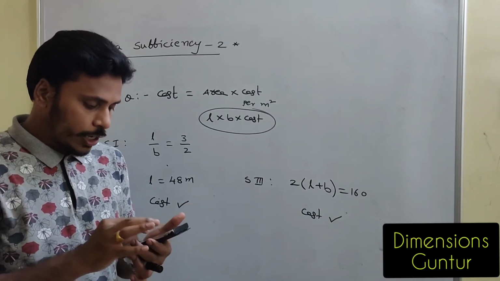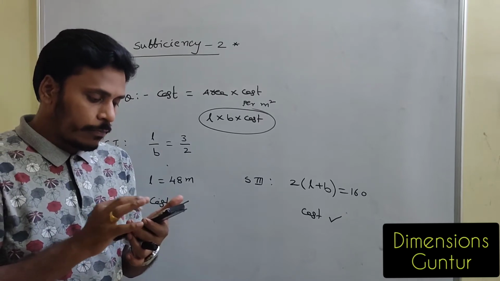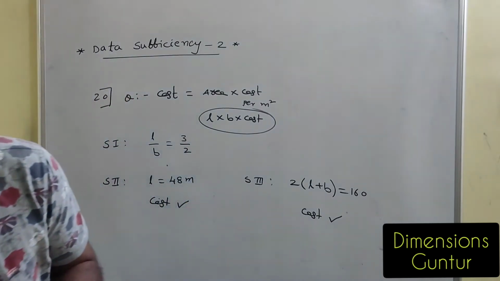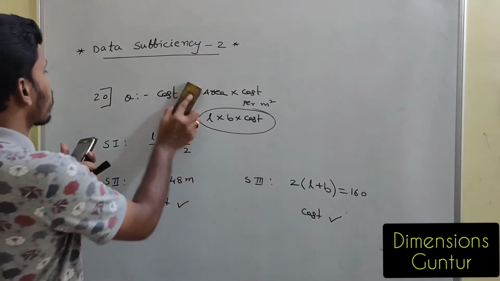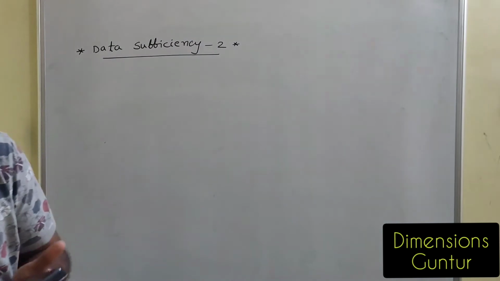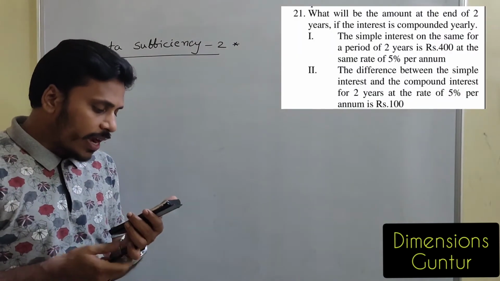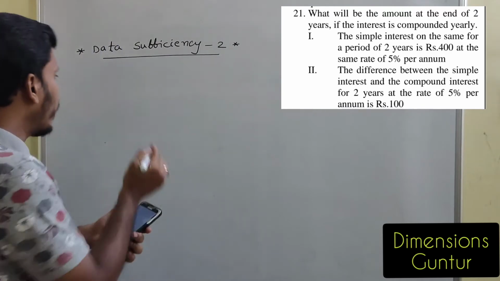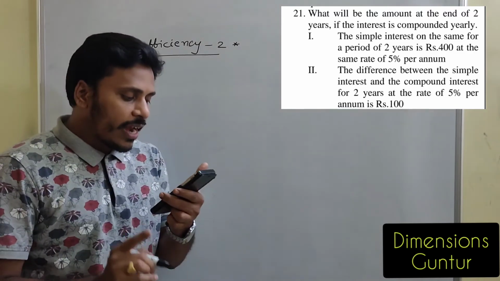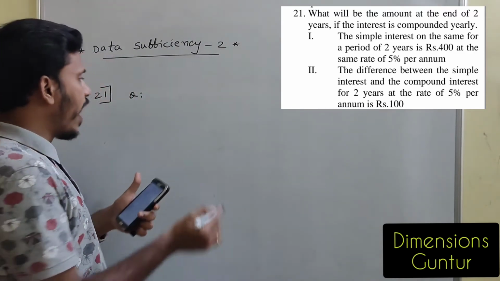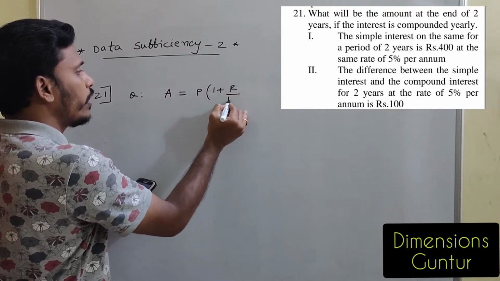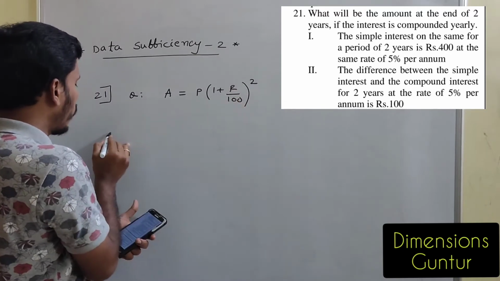Then you need to think about the next one, which is 21. From here onwards we have questions related to these two statements. Look at the 21st problem. What will be the amount at the end of 2 years if the interest is compounded annually? So it is very clear. The question is asking about the amount at the end of 2 years if the interest is compounded annually. So we are going to find the amount in compound interest. Amount is equal to P into (1 plus R by 100) power 2, since they are asking for 2 years.